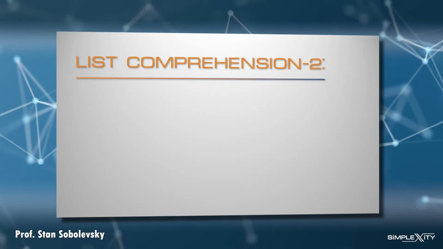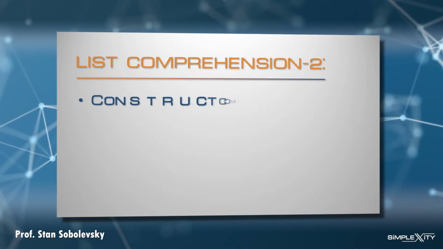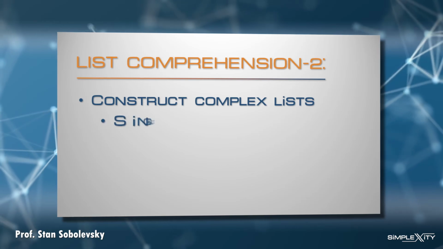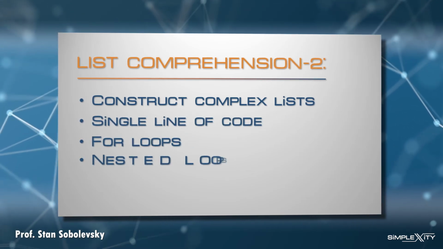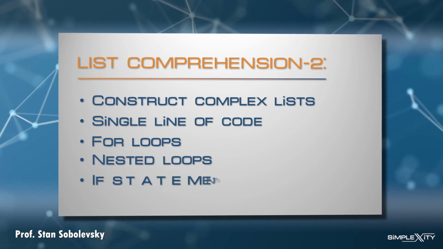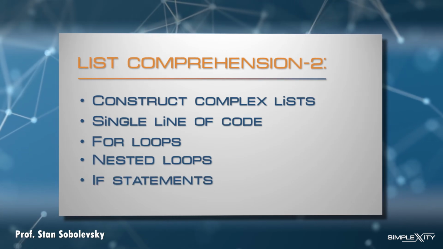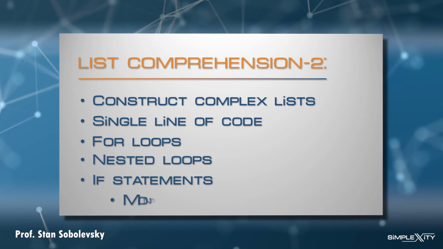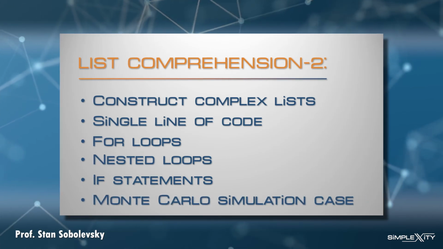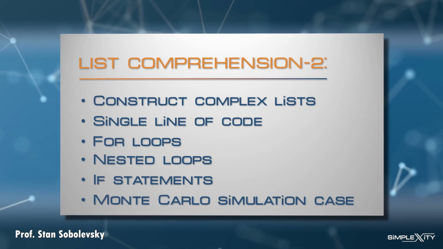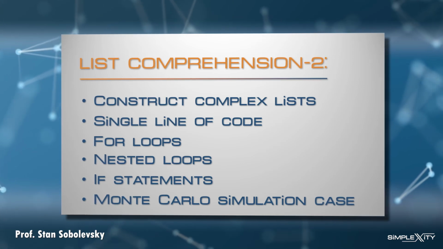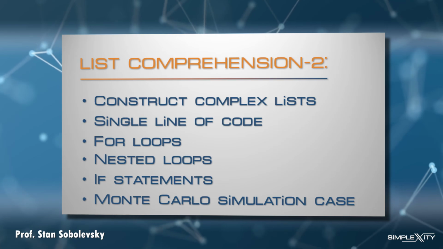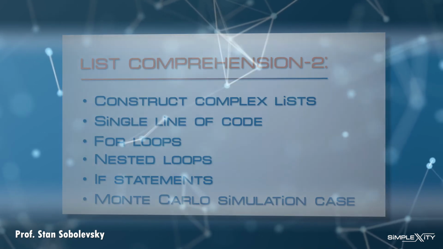So we just considered the way of constructing complex lists with just a single line of code, embedding simple loops, nested loops, and if statement within a list definition. And we just saw it working for a somewhat advanced Monte Carlo simulation applied case. List comprehensions are broadly used in Python and are often seen as one of the most distinctive features of Python syntax, making it so concise and efficient.